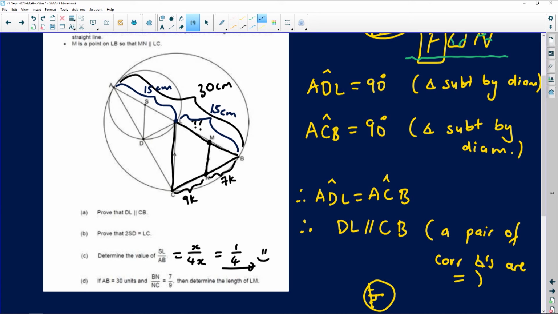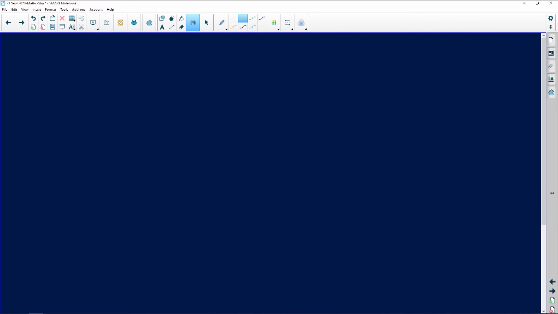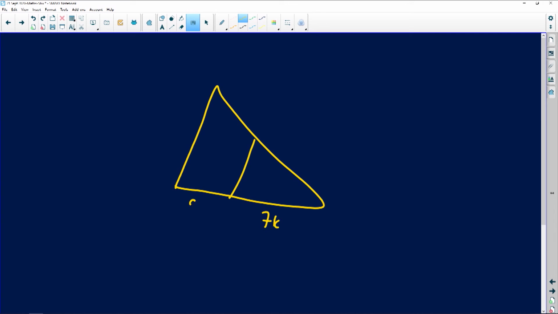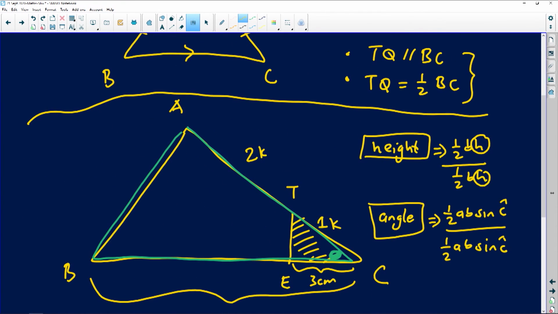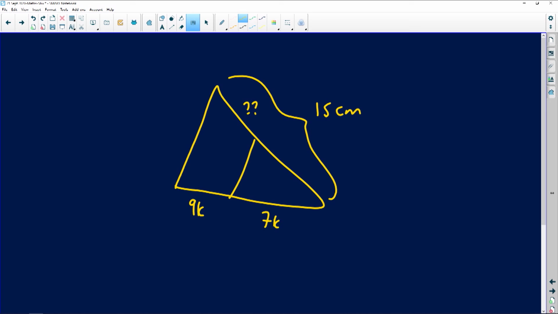So I'm just going to focus on that triangle that you're looking at right now. What am I going to say? Well, I'm sitting with 7K and 9K. I'm looking for LM. I've got 15. Very simple stuff, right? We've got 7K here, we've got 9K here, and the whole thing here is 15 centimeters. They're looking for this. That's all that they're looking for here. Let's just call it X if you like.